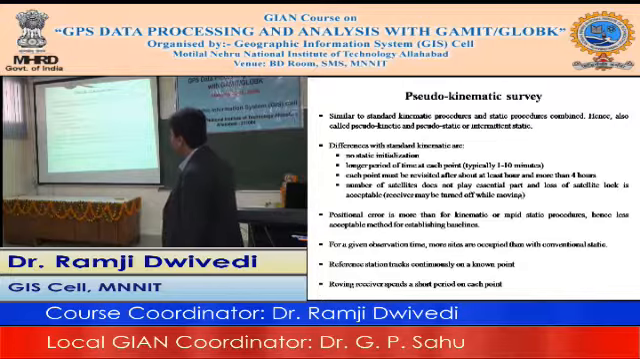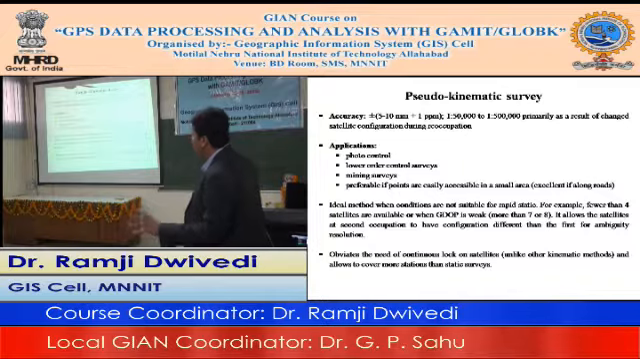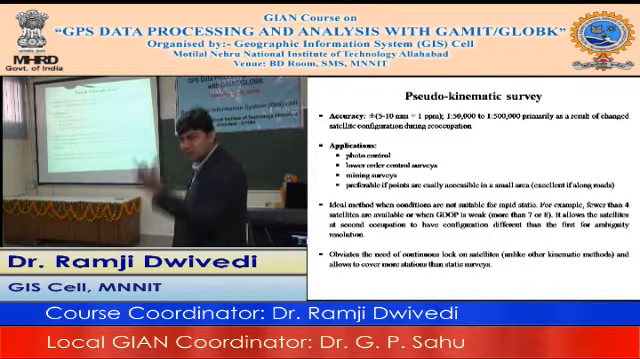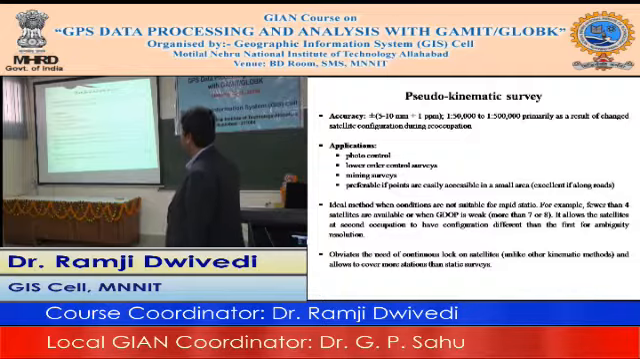Pseudo kinematic, you could see the accuracy ranges are also changing as compared to the static. Photo control, lower order control survey, many mining surveys, preferable if points are easily accessible in small areas. You could see that it is an ideal method when conditions are not suitable for rapid static. For example, fewer satellites are available, PDOP is weak, PDOP is fluctuating between 5 to 7. It allows the satellite configuration at the second occupation to be different from the first for ambiguity resolution.